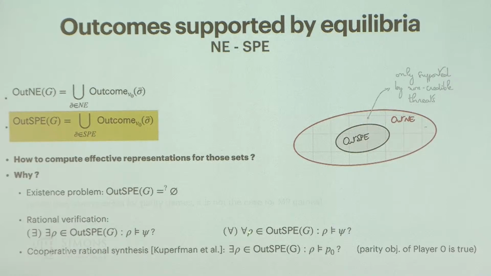Then you can ask the dual question, is it the case that for all the SPE in the game, or all the outcomes that are supported by SPE, some specification is satisfied? And then you can also make a nice link with the notion of cooperative rational synthesis defined by Orna, where it asks for the existence of an SPE where one designated player is winning his own objective.